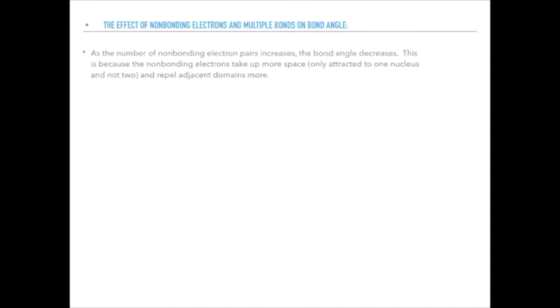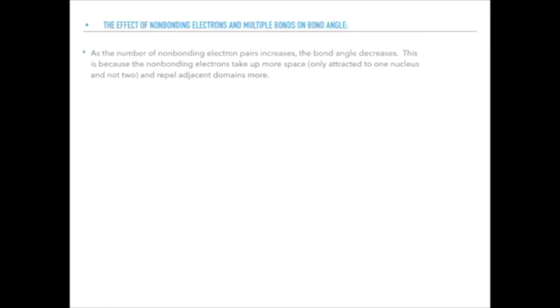So all of this talk about bond angle, the ones that were given to you in gray, you are expected to know. However, if you have non-bonding electrons or multiple bonds, that's going to affect the bond angle. And you don't need to memorize them, you just need to know how that affects the bond angle. So the first question is, how do non-bonding electrons affect the bond angle? Well, as the number of non-bonding electron pairs increases, that's going to cause the bond angle to decrease, as I mentioned in the previous slides.